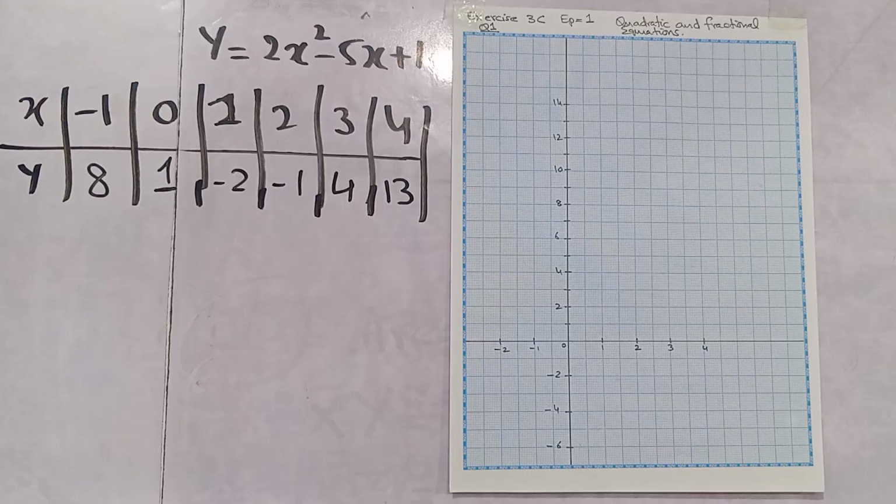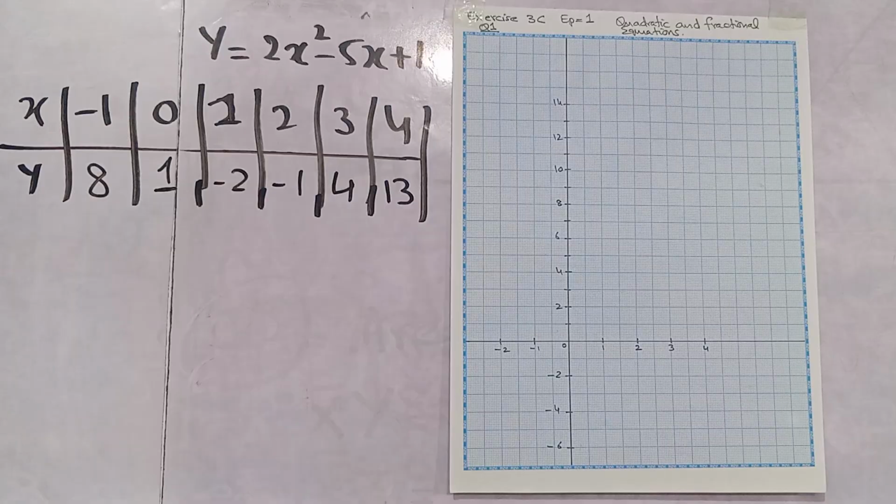Let me check from the answers if the table is correct. We have to make sure that everything seems good. For exercise 3C, question 1, the answers are 8, 1, minus 2, minus 1, 4, and 13. So now we will plot these points and we will see what happens.